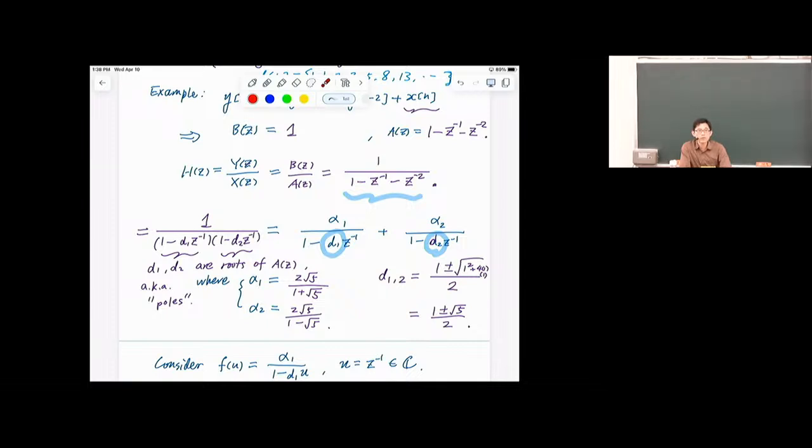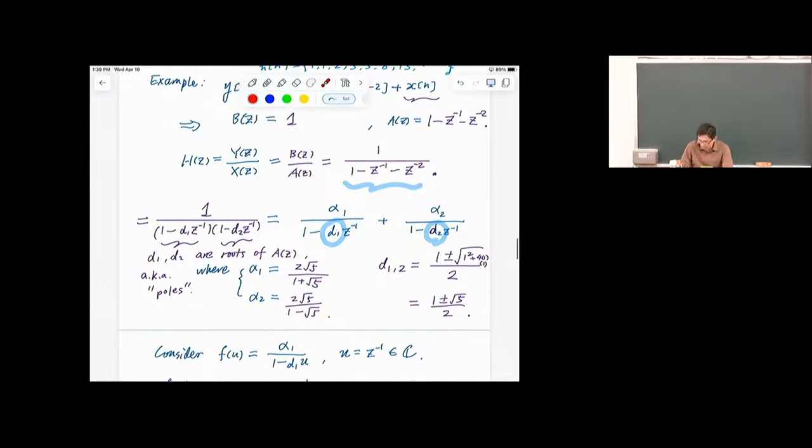Some of you might have learned this in signals and systems. There is a convenient, fast method to find out alpha 1 and alpha 2. If you don't know what I'm talking about, please check the homework. We will discuss that tomorrow. But even without using the fast method, you can find it out.